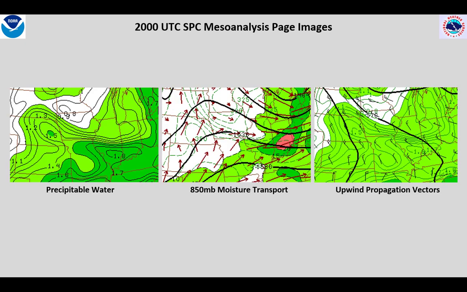Here are some heavy rain fields from SPC's mesoanalysis page for 20Z. Precipitable water values are lower in this case compared to the prior one, with the axis of maximum values over south central Illinois. Notice that the upwind propagation vectors are oriented northwest to southeast, parallel to the storm steering flow aloft. Could this support training convection?